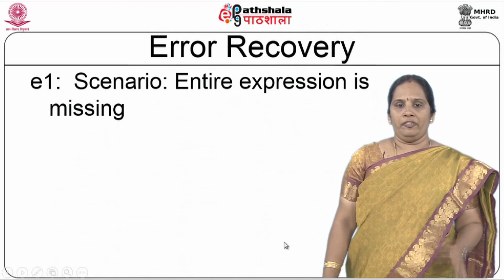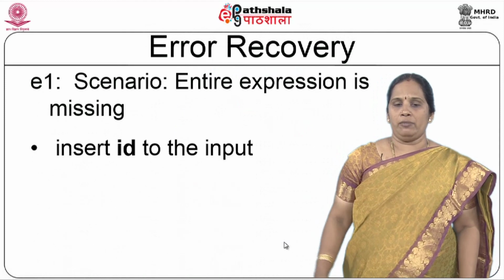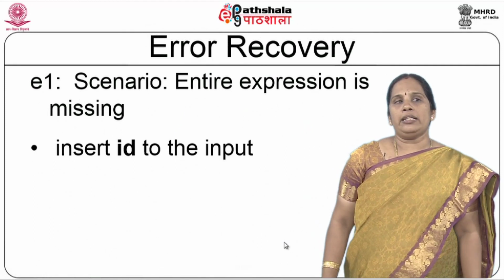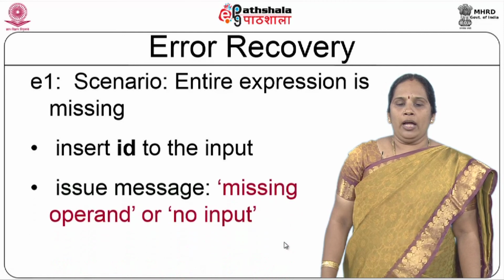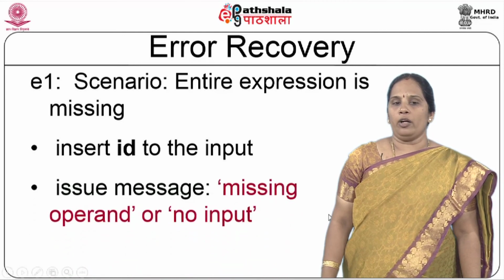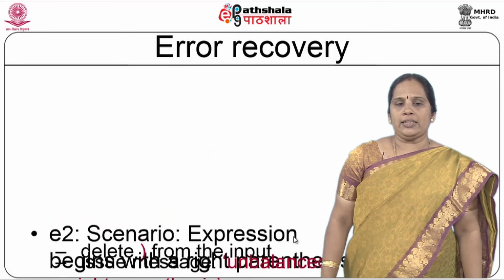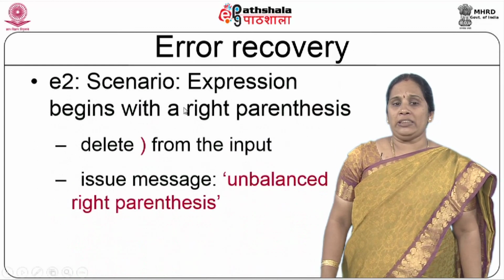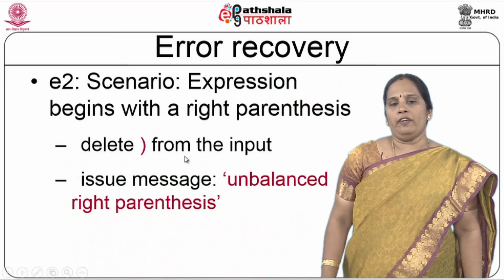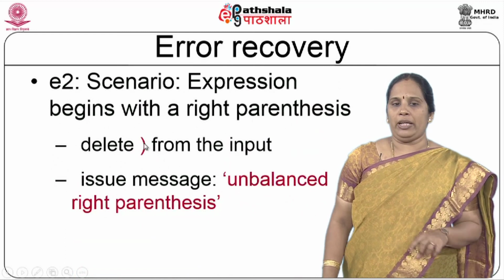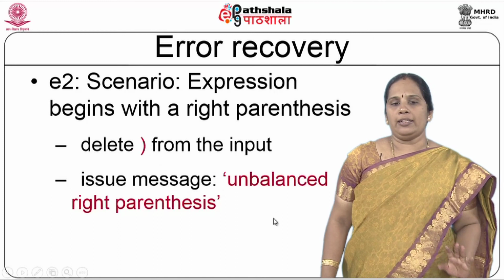So, the first scenario is that the entire expression is missing. How do I recover? Insert ID into the input and issue a message: missing operand or no input. That is the first scenario, the dollar and dollar situation. The next scenario is that the expression begins with the right parenthesis. Therefore, you delete the close parenthesis from the input and issue the message: unbalanced right parenthesis.